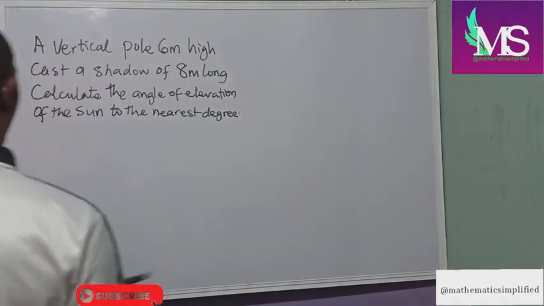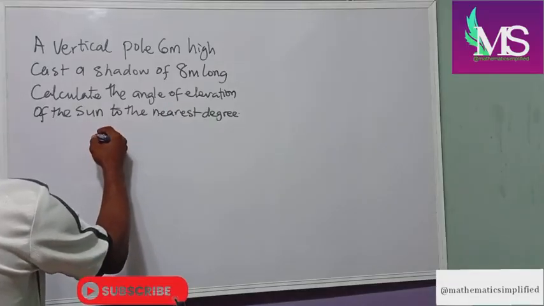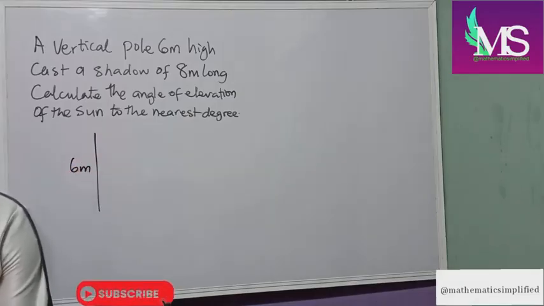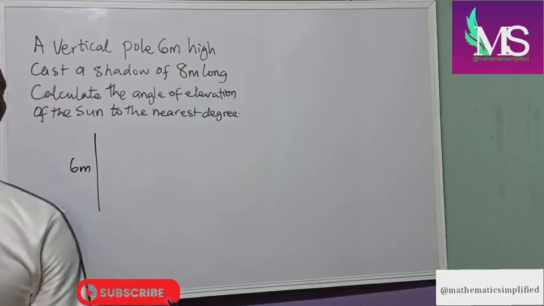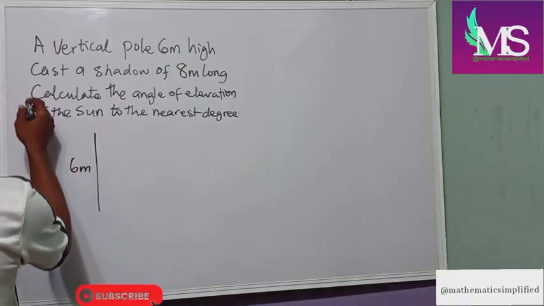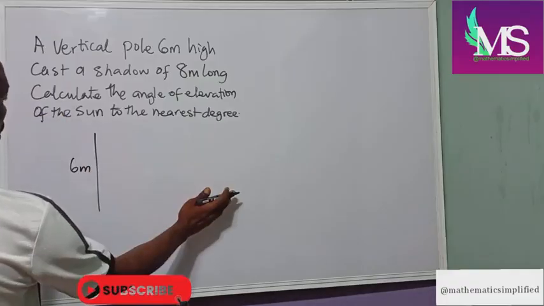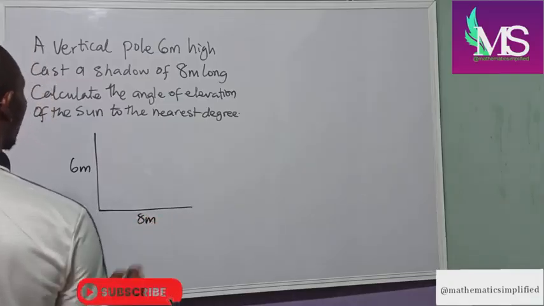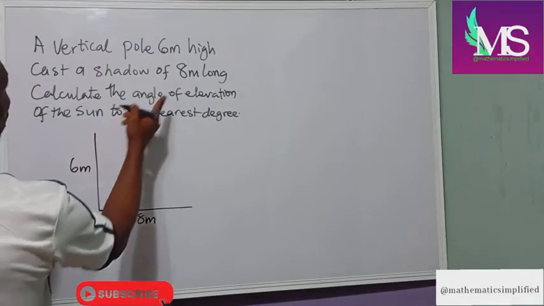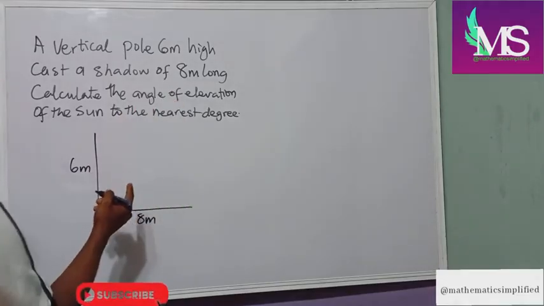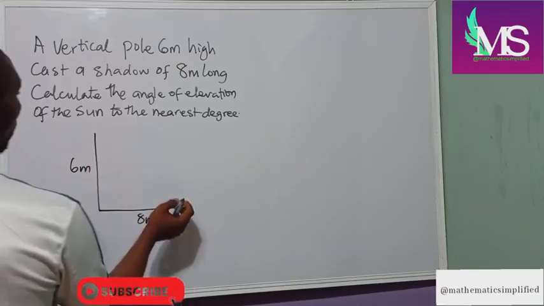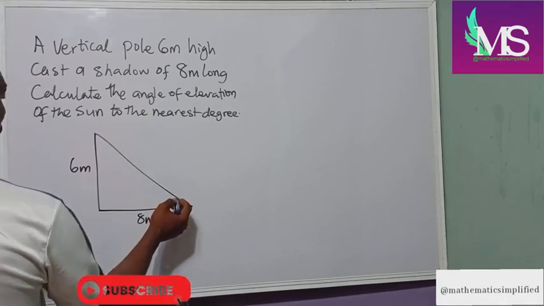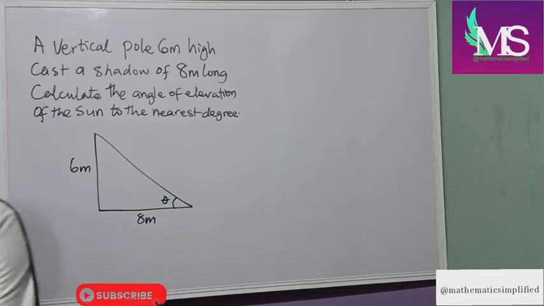We are given a vertical pole 6 meters high. If it casts a shadow, that means the sun reflects this way, making it cast a shadow of 8 meters long. So we should calculate the angle of elevation of the sun to the nearest degree. In calculating the angle of elevation, we have to calculate this angle. This is the angle of elevation.